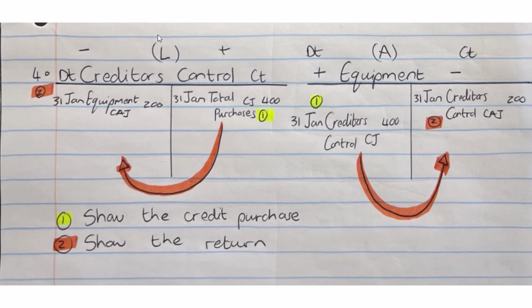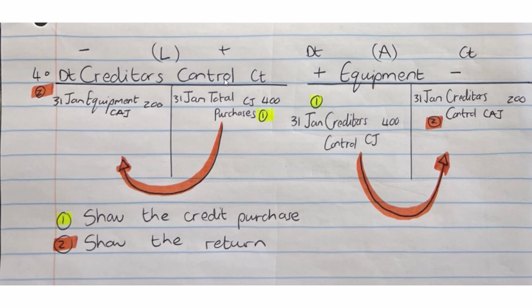Right, so if I look at creditors control, firstly, I had a purchase. Here I said to you 31st of January, total purchases CJ, which is my credit purchase journal, 400 Rand. Now I decide to send one chair back. So it decreases my liability by 200 Rand. And why? Because of equipment.